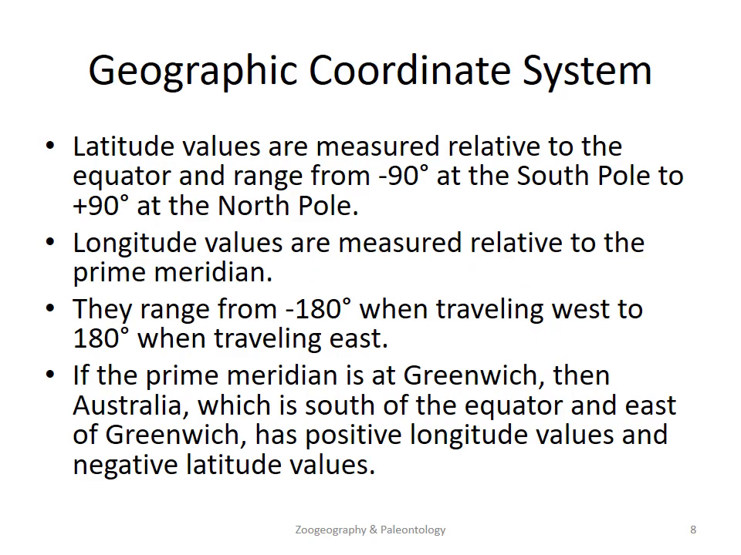Latitude values are measured relative to the equator and range from -90 degrees at the south pole to +90 degrees at the north pole. Longitude values are measured relative to the prime meridian. They range from -180 degrees when traveling westward to 180 degrees when traveling east. If the prime meridian is at Greenwich, then Australia, which is south of the equator and east of Greenwich, has positive longitude values and negative latitude values.